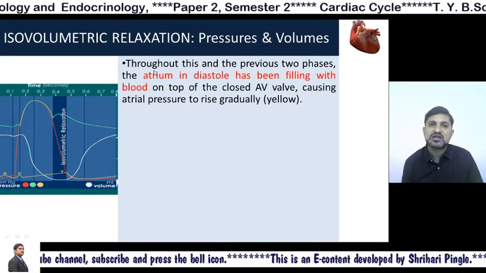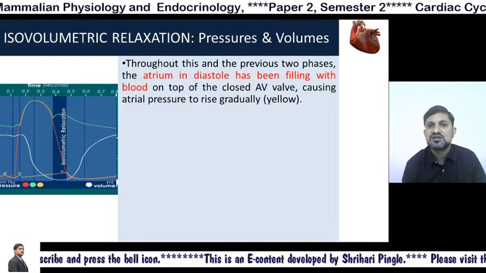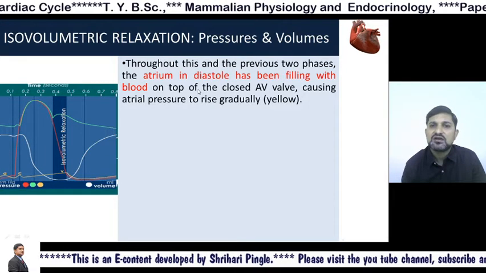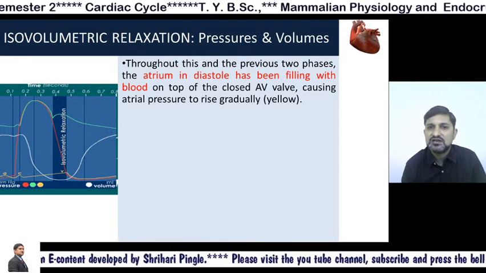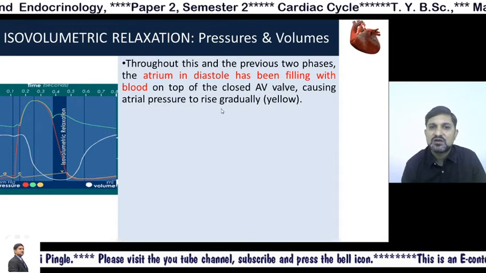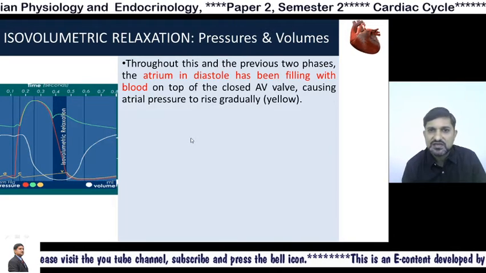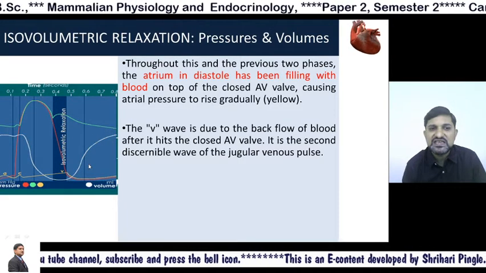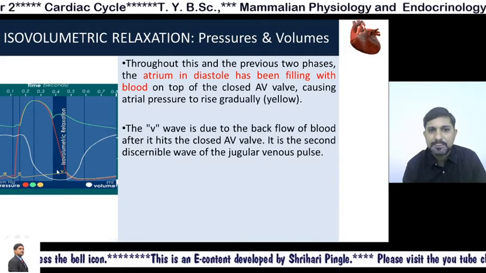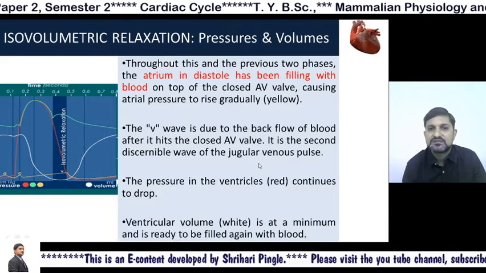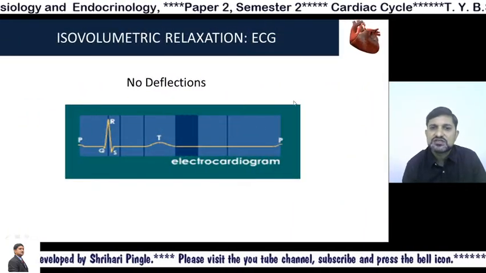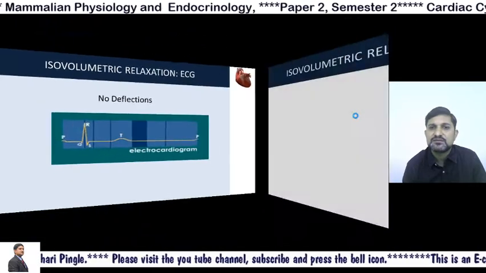All the blood which is coming from different parts of the body, the venous blood and the oxygenated blood, the auricles are getting rapidly filled, and the auriculoventricular valves remain closed. So as a result of this, the V wave that you see here starts to appear. During this phase, there are no deflections in the ECG whatsoever.